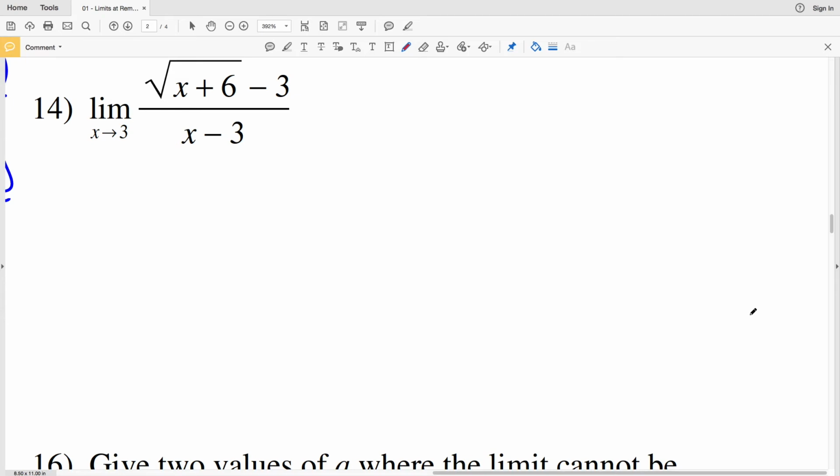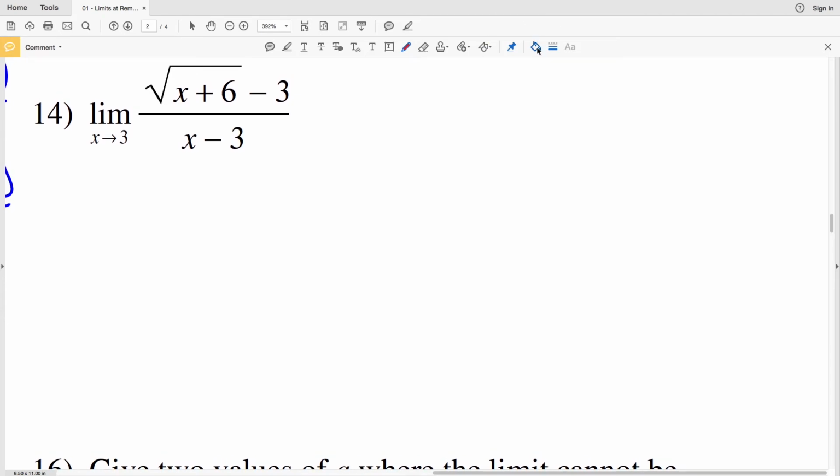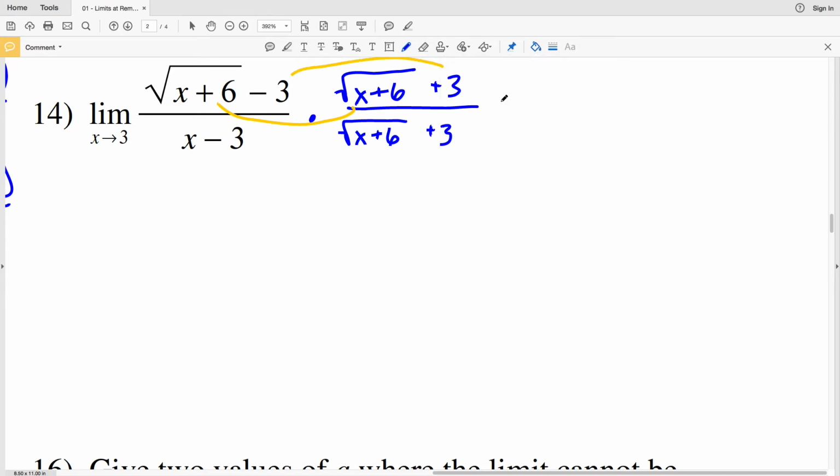Now in number 14, again, I'm going to be multiplying by the conjugate, but this time it's going to be the conjugate of that numerator. So multiplying by the conjugate over the conjugate is going to be the same as multiplying by 1, so I'm not changing this value. So I'm going to do the square root of x plus 6 plus 3 over the square root of x plus 6 plus 3. And again, I only need to look at, because this is the conjugate, my first terms and my last terms, multiplying them out, because the inside and outside will add together to give me 0.